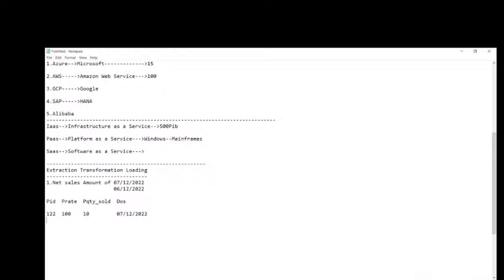The second line is like this. Product ID is 123, product rate is 200, quantity sold is 10, and the date of sales is 07-12-2022. And then we have the next one, 124.